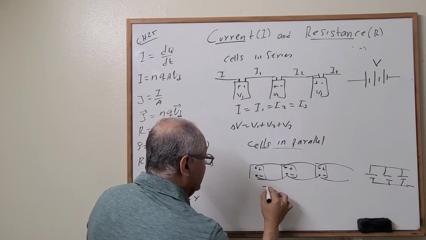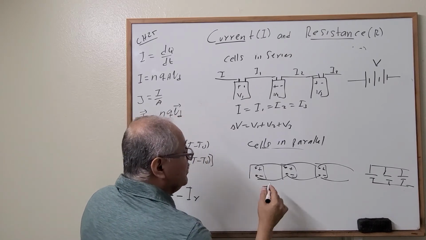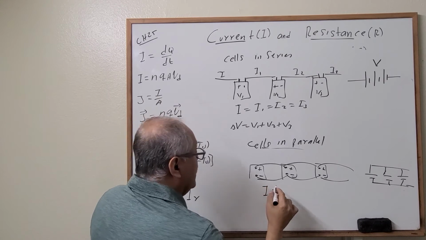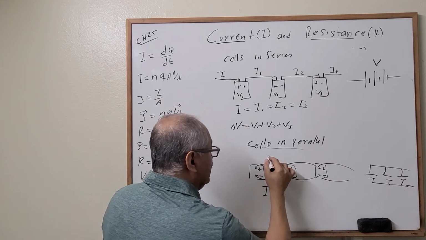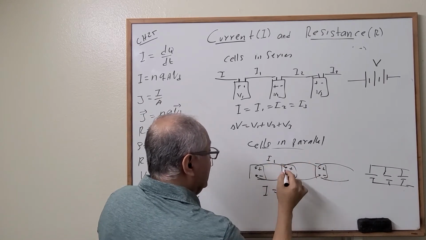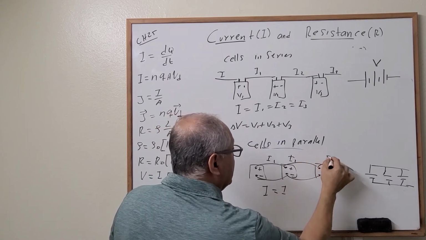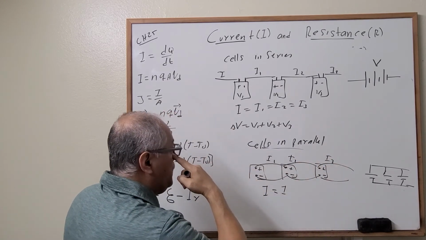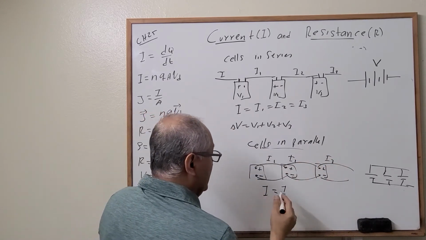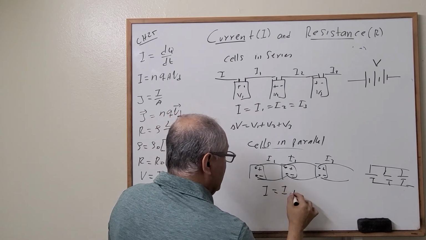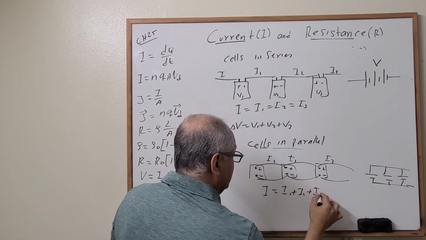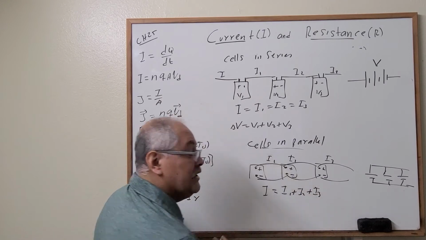In this case, the total current is the sum of all of these currents. This is current 1, current 2 and current 3. So what do we have then? The sum: current 1 plus current 2 plus current 3. That should be the total current.